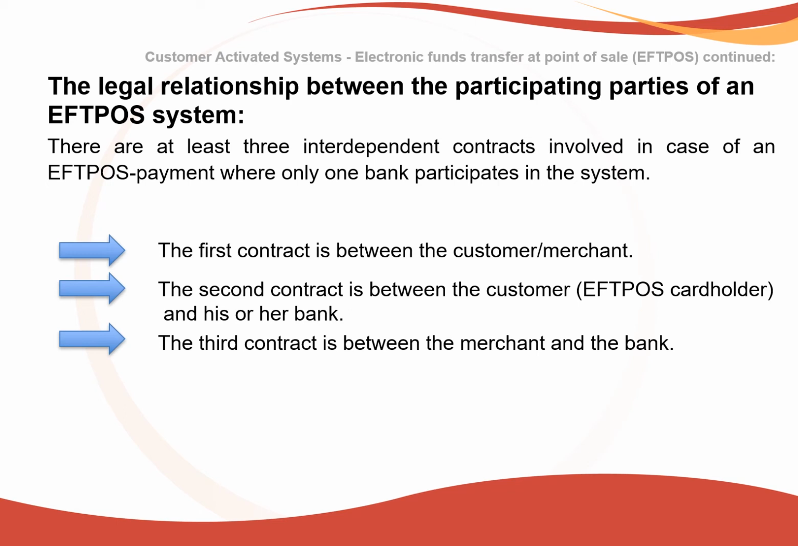This second element is implied from the presence of an EFTPOS card reader at the pay point of the merchant and also a sign that indicates that EFTPOS is accepted as a payment method. The second contract is between the customer, who's the EFTPOS cardholder, and his or her bank. This relationship is governed by the terms and conditions entered into when the bank issued the card to the customer.